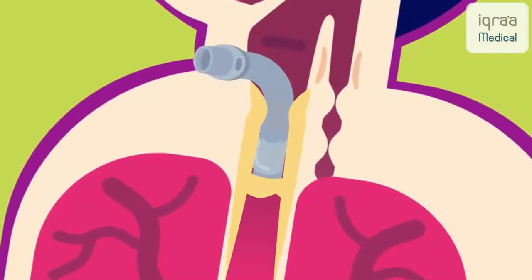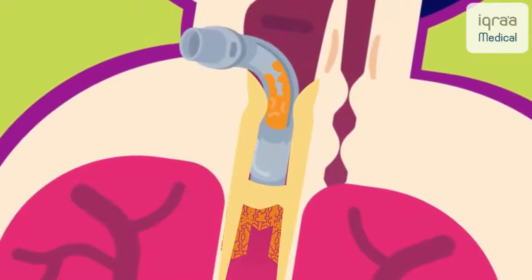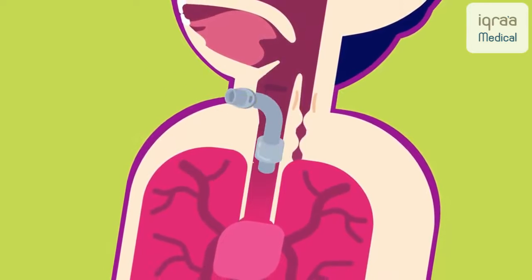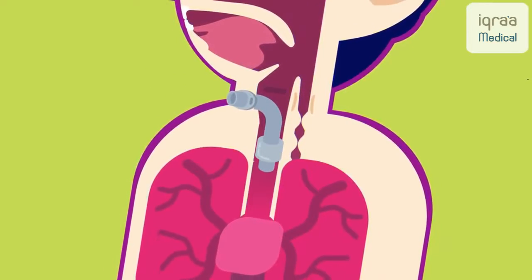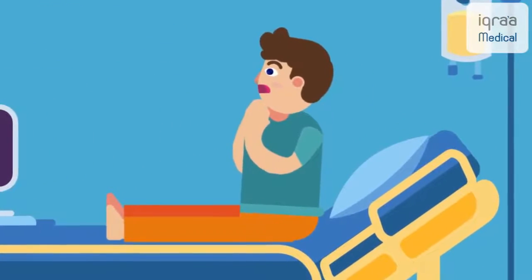In case the tracheostomy tube is damaged, infected, occluded, or non-functioning in any way, then a new tube should be inserted in place of the old one under expert supervision. Complications. Just like any invasive procedure, tracheostomy also has some potential complications.